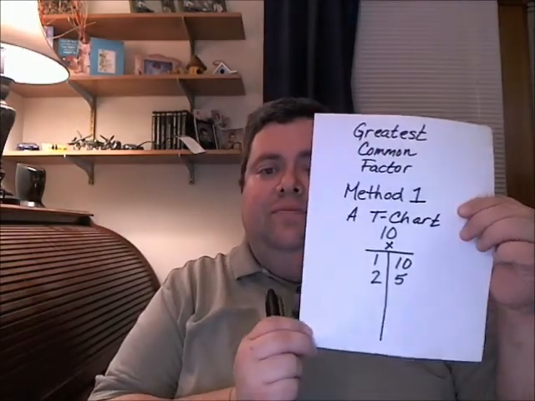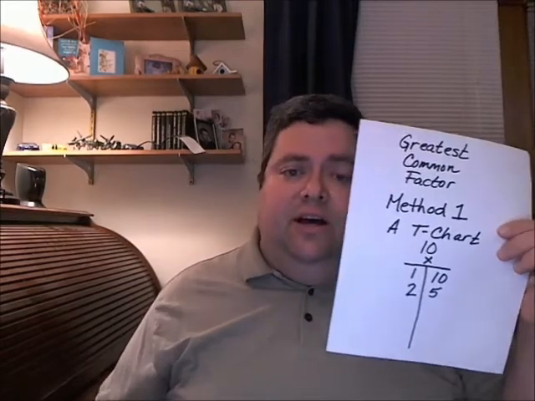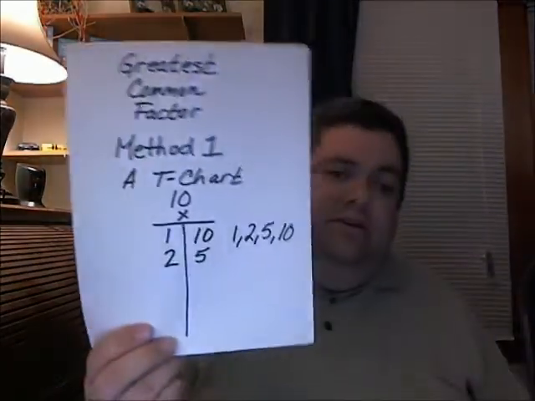So I am done, and I can look at these factors and say, all right, the factors of 10 are, and then I can list them. They are 1, 2, 5, and 10. Those are my factors of 10.